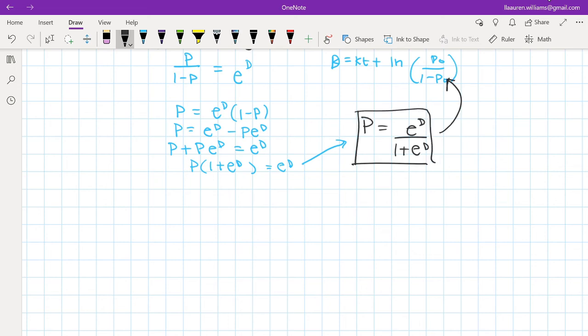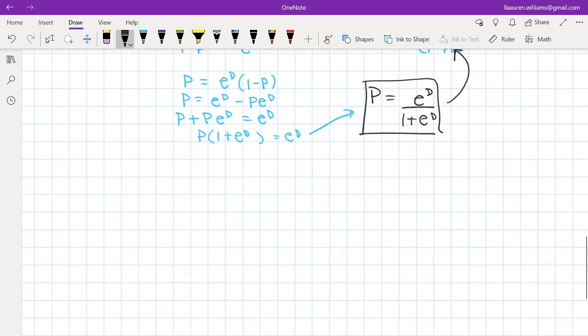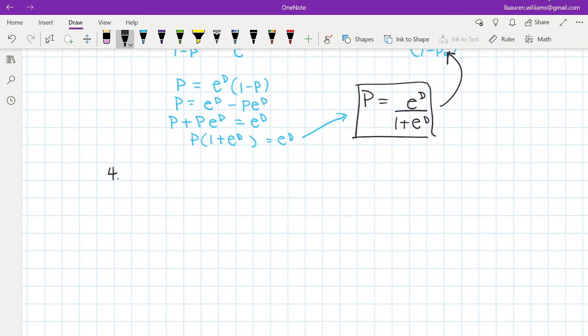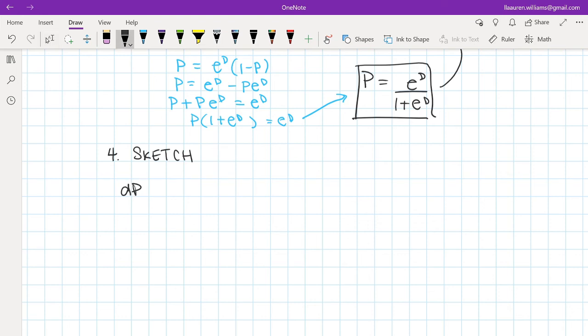So now we just have one more step that we have to do, which is sketch. This is mostly done through logic. So first we're going to draw the dp dt graph. So this is going to look like this.